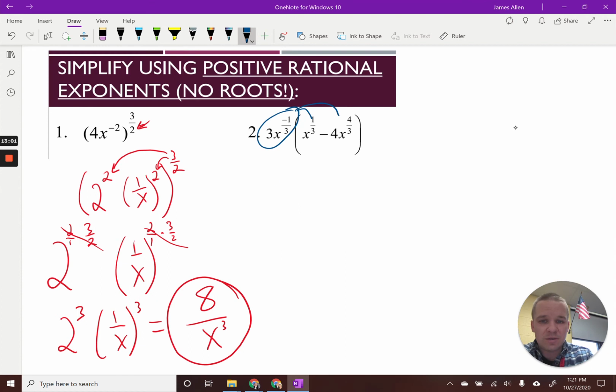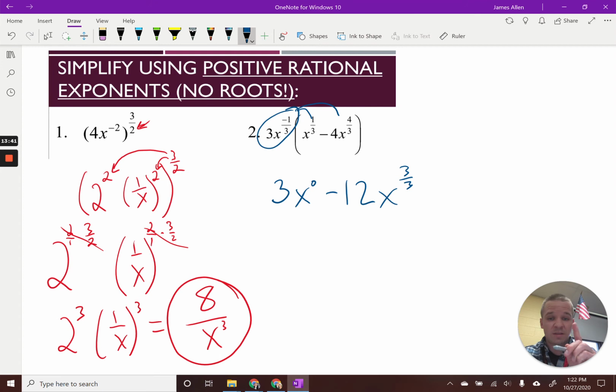So what I'd end up having is 3, and let's be careful. I have x to the negative 1/3 times x to the 1/3. What do I do with exponents when I'm multiplying like bases? We are going to add our exponents. So what's negative 1/3 plus 1/3? That's 0. Boom. All right. Now to the next one, I'm going to have 3 times negative 4 is negative 12. And then when I add negative 1/3 and 4/3, I'm going to get 3/3, which is just 1, right? So I have 3 multiplied by x to the 0.